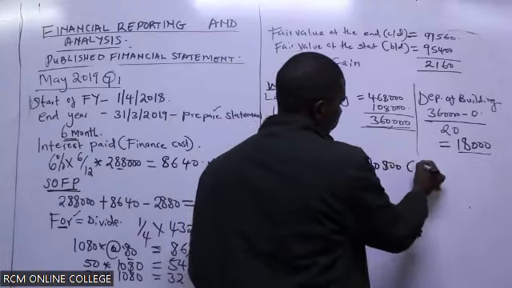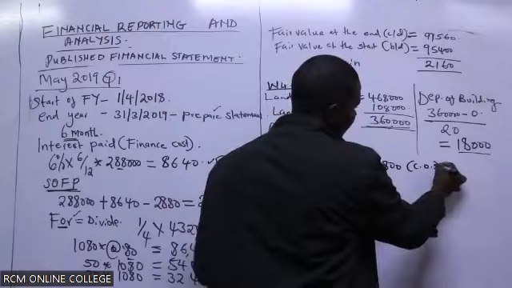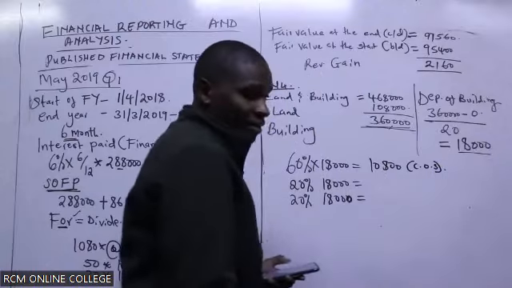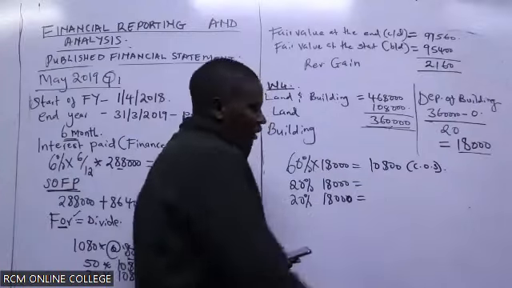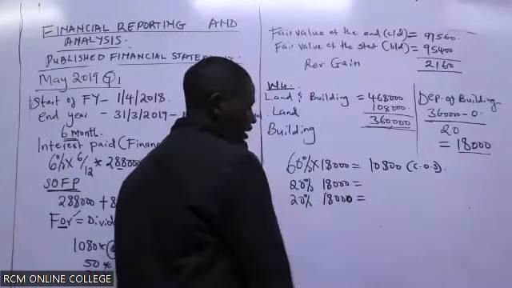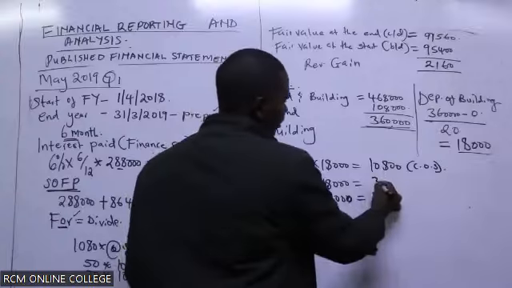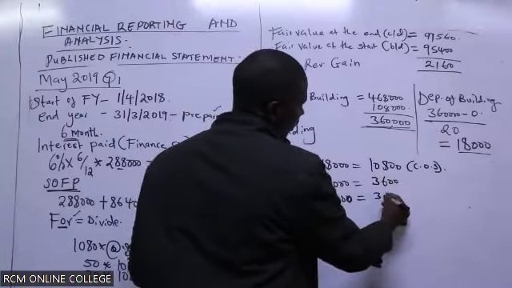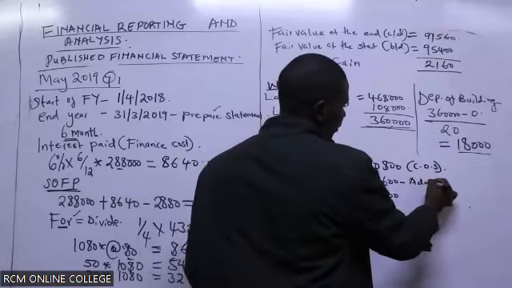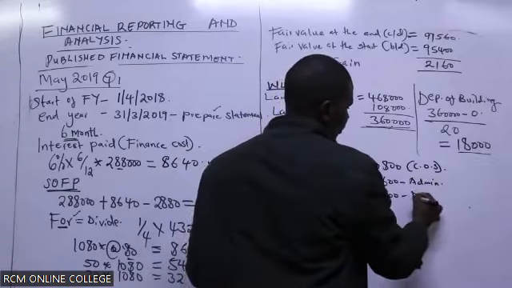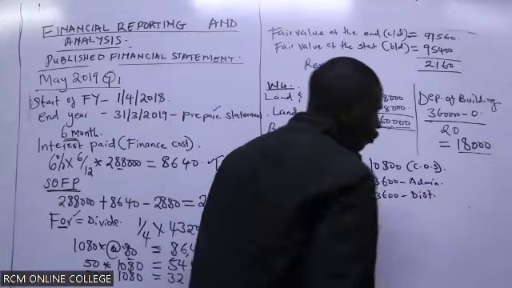10,800 itaenda kwa cost of sale. Lazima ufanye venye akwambia, since that is it. What about huku? Hii najua itakuwa same. The rate is the same. 3,600 will go to the respective account, to admin, and then to the distribution. Na utakuwa umepata marks zako.